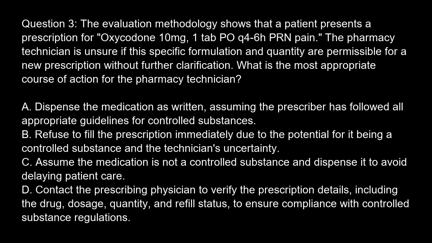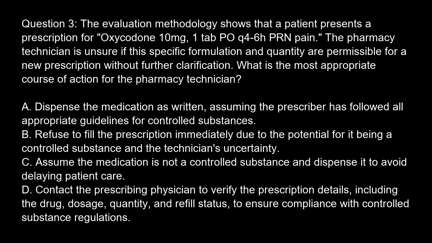Question 3. The evaluation methodology shows that a patient presents a prescription for oxycodone 10 mg, 1 tab PO q 4-6 h PRN pain. The pharmacy technician is unsure if this specific formulation and quantity are permissible for a new prescription without further clarification. What is the most appropriate course of action for the pharmacy technician?